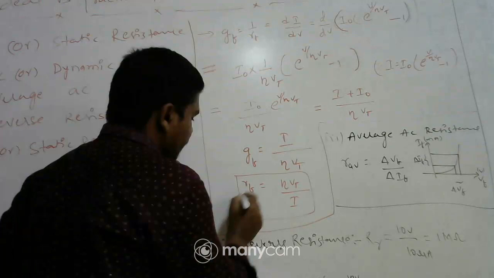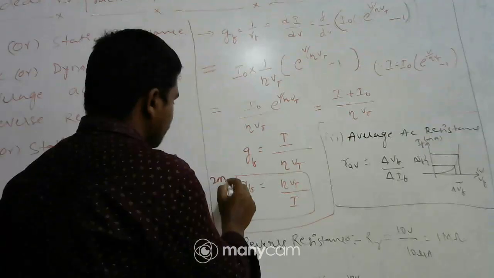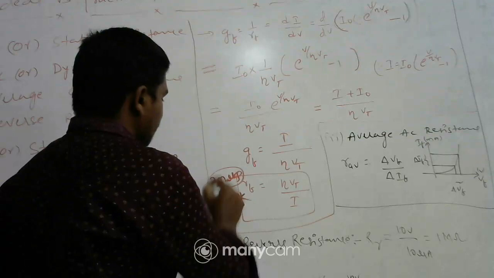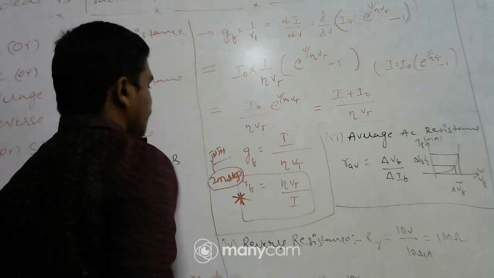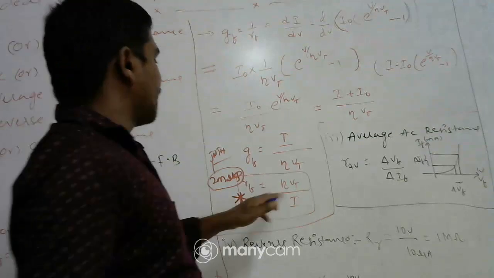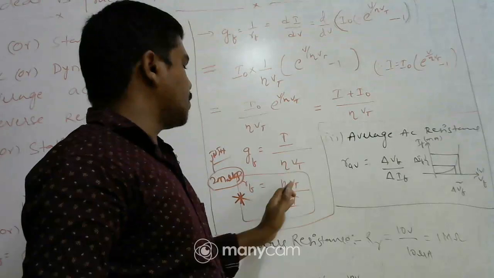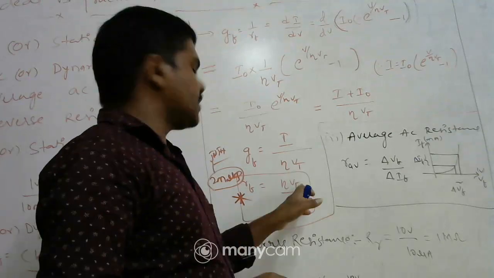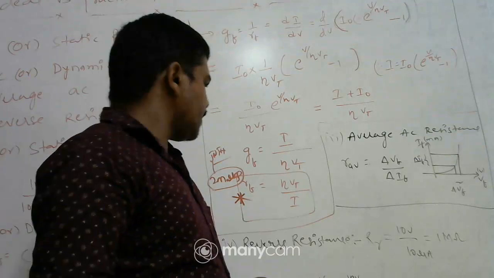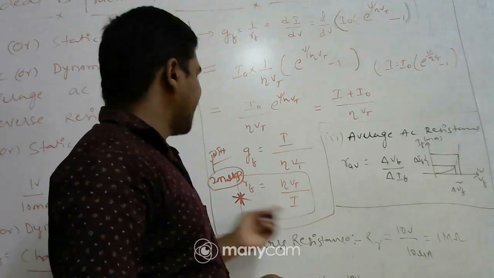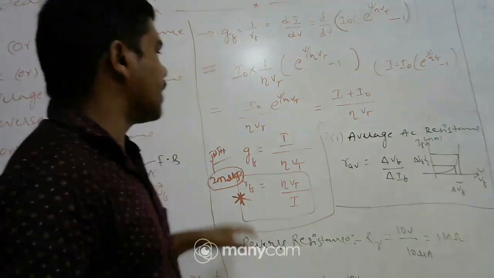This one is very important. Definitely 2 marks will come in the university exam. Calculate this dynamic resistance with neta based on the material used, and Vt of 26 millivolts at room temperature, and the total current, so that we can calculate the dynamic resistance in forward bias.